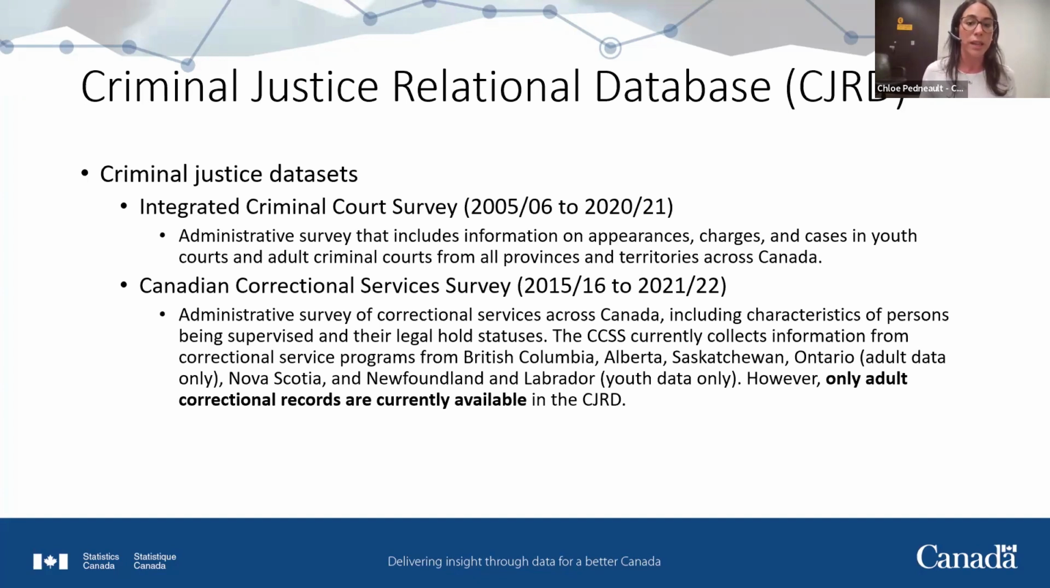So it currently covers British Columbia, Alberta, Saskatchewan, Ontario adult data, Nova Scotia, and youth data from Newfoundland. But the CGRD for now only includes adult records. So you can kind of just think of it as correctional records for adults from the provinces of British Columbia, Alberta, Saskatchewan, Ontario, and Nova Scotia. We do have plans to expand the data that's available for the CCSS in the future.